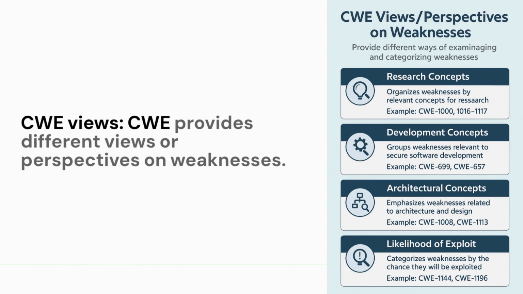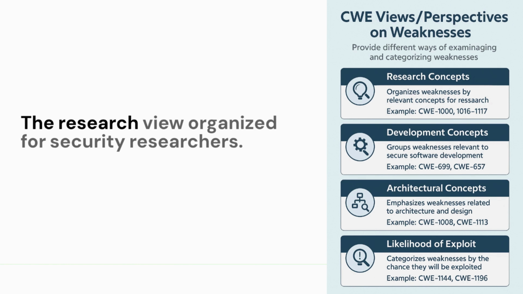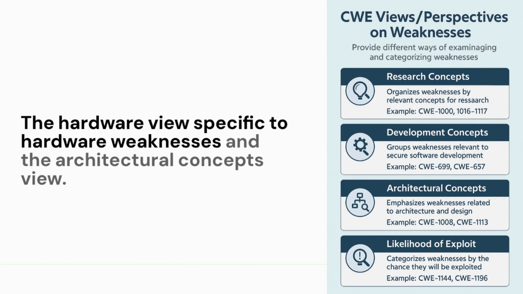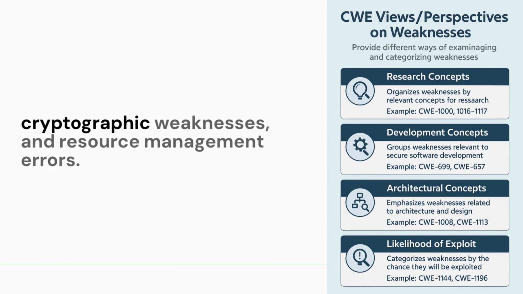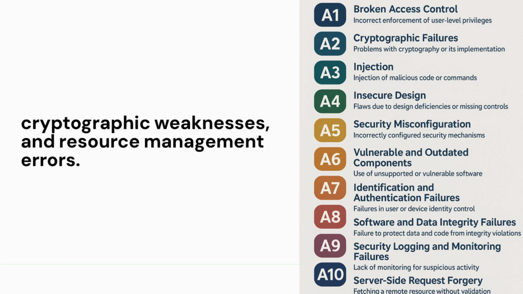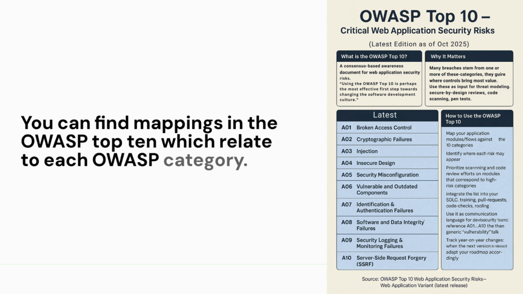CWE Views. CWE provides different views or perspectives on weaknesses. There's the development view, organized by development concepts, the research view, organized for security researchers, the hardware view, specific to hardware weaknesses, and the architectural concepts view, and CWE categories. These are high-level groupings of related weaknesses, such as input validation issues, authentication problems, cryptographic weaknesses, and resource management errors. OWASP Top 10 mapping. You can find mappings in the OWASP Top 10, which CWEs relate to each OWASP category.